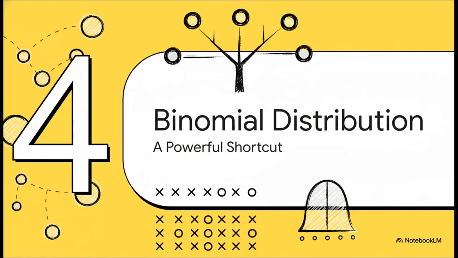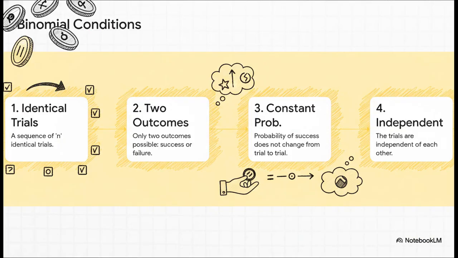So now that we've got the basics down, let's look at a really cool shortcut. It's for a super common type of problem, and it's called the binomial distribution. A situation fits this binomial model if it checks these 4 specific boxes. You've got to have a fixed number of tries or trials. Each try can only have 2 outcomes, which we usually just call success or failure. The chance of a success has to be the same every single time. And finally, the trials can't influence each other. A perfect example: flipping a coin 10 times.